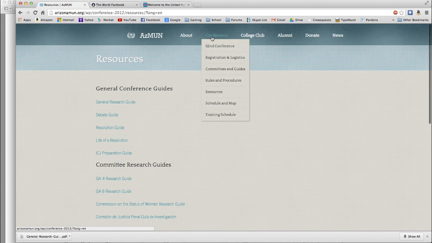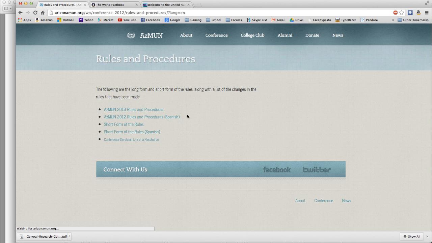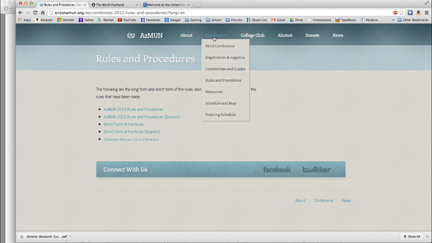Also on the Arizona Model UN site, you'll have the rules and procedures. This also includes what you should have in your binder, with the exception of the long rules. Print these out if you ever need them. Once again, short rules is a good thing to have. The long rules right here, the very first one, the rules and procedures, if you can understand all of it, feel free to use that. It does go into more detail.